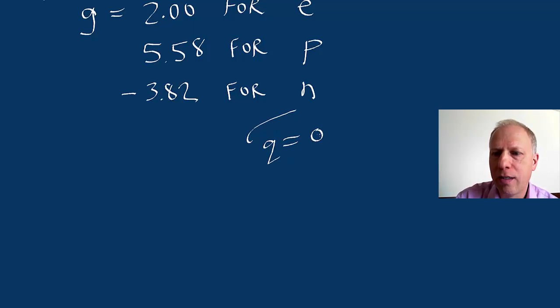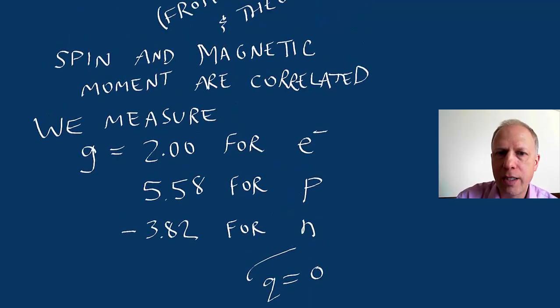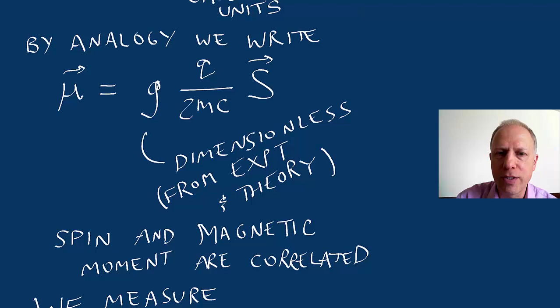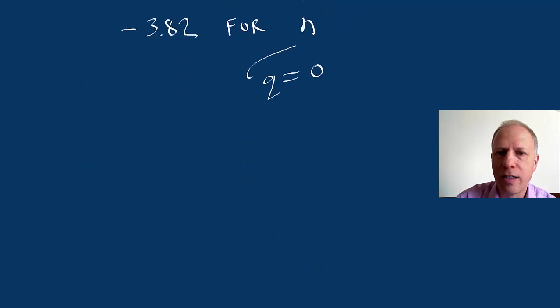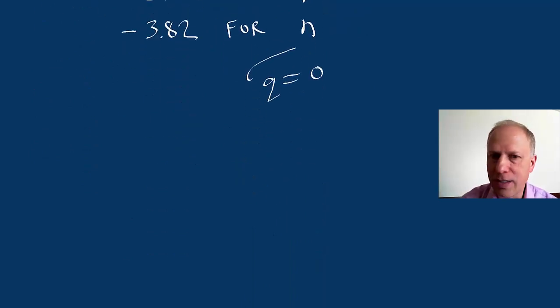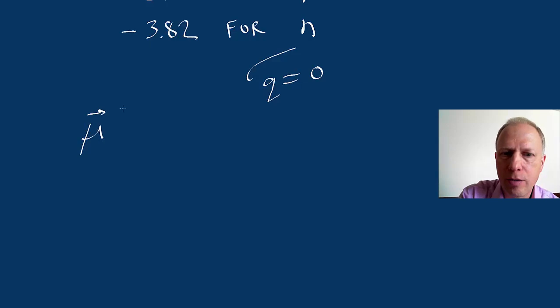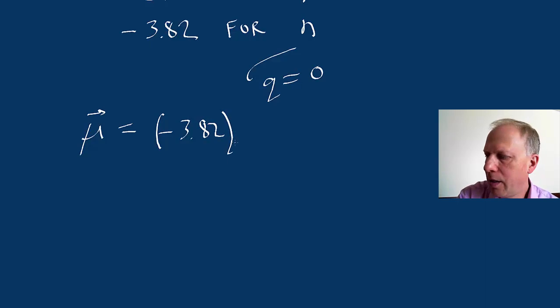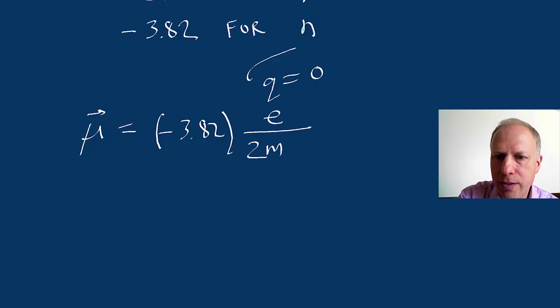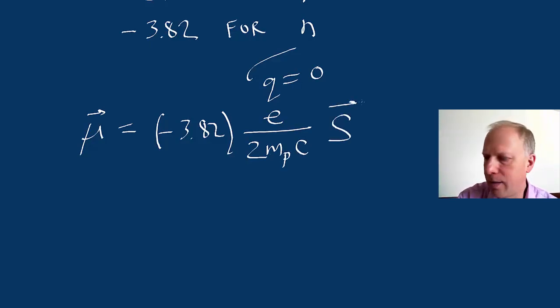So how can that possibly yield a useful result in this equation if we substitute Q equals 0? Well, it turns out that what Townsend meant when he said that G is minus 3.82 for the neutron is that the magnetic moment equals minus 3.82 times the charge on the proton divided by 2 times the mass of the proton times the speed of light times the spin angular momentum.